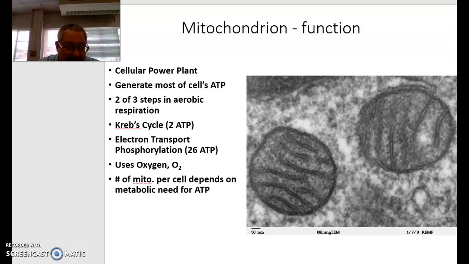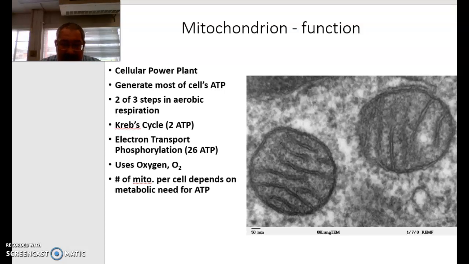The metabolic activity of the cell kind of correlates to the number of mitochondria that cell will contain. So metabolically active cells like liver cells, nerve cells, brain cells typically contain a large number of mitochondria. Skin cells tend to contain very few. Most plant cells only contain 1 or 2 mitochondria because plants are not as metabolically active as the human, as an example.